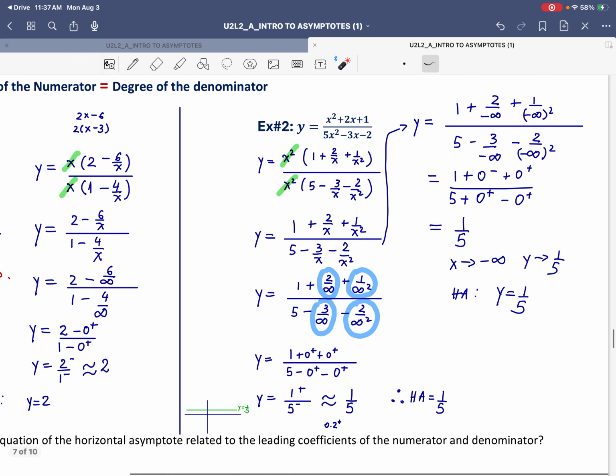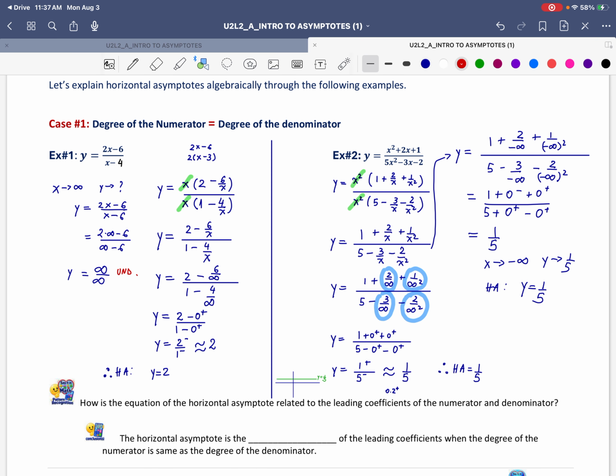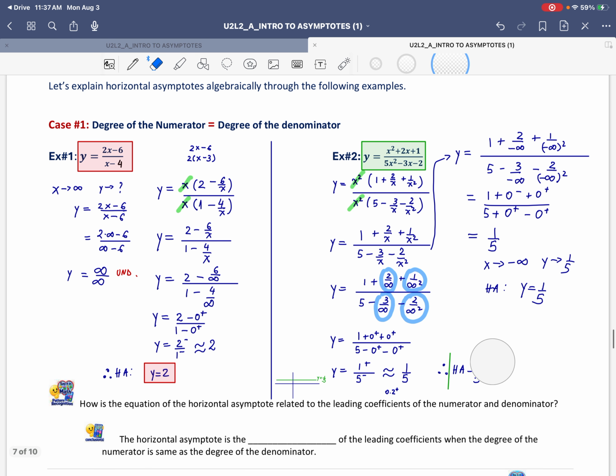Now, there is something else that I want to bring your attention to. We found out in the first example that y equals 2, and this was our function right here. And for the next function, we found out that the horizontal asymptote is at y equals 1 over 5. I've made the classic mistake in here that I intended to show as something that we should not do. Always write the asymptotes using their equations.